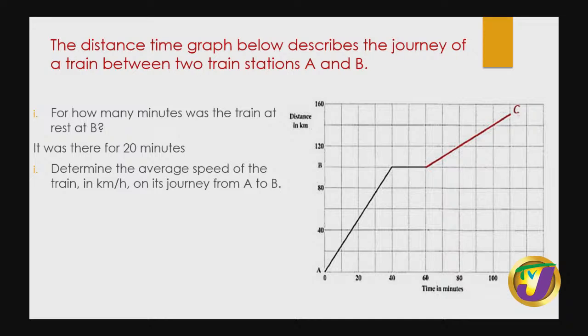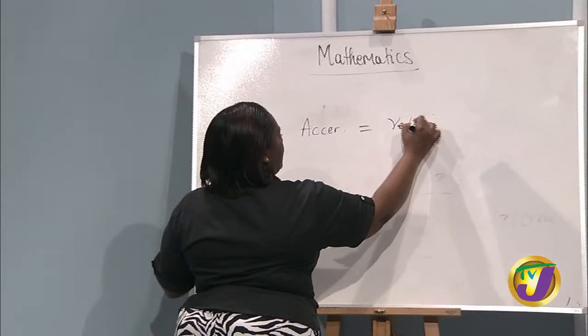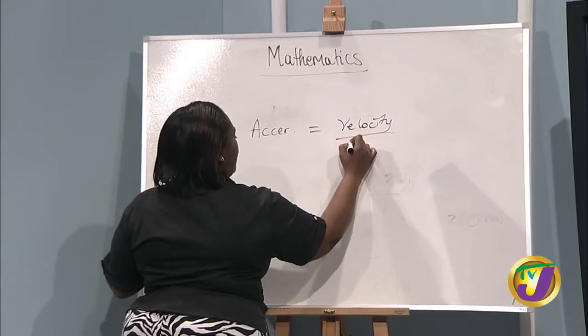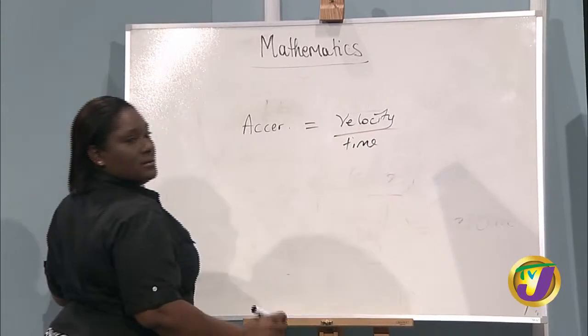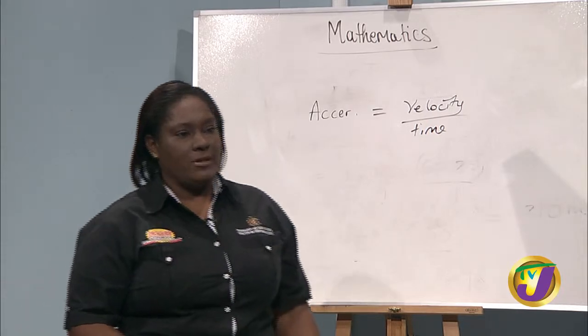Now the next question is for us to determine the average speed of the train in kilometers per hour on its journey from A to B. So we need to find the average speed. Nikisha, how do I go about finding the average speed? Use the triangle. The direction shows acceleration, right? So it would be the velocity divided by time. Are we given the time? Yes, we can get the time, and we need to find the velocity.